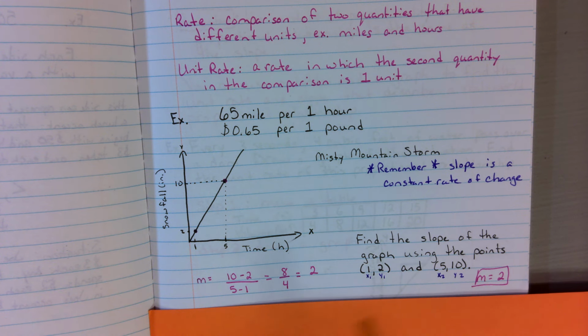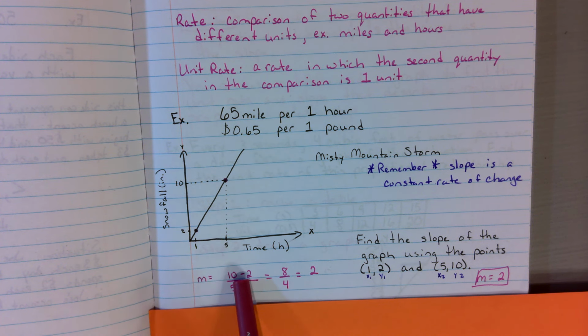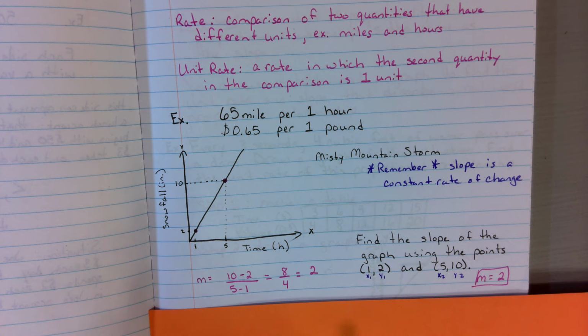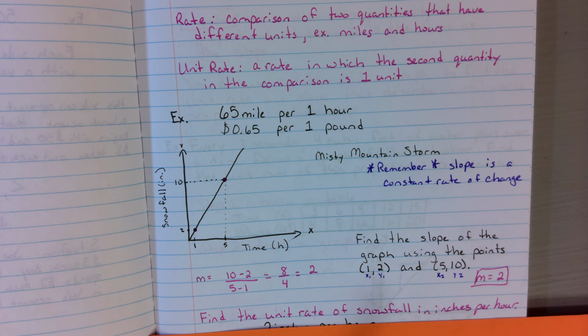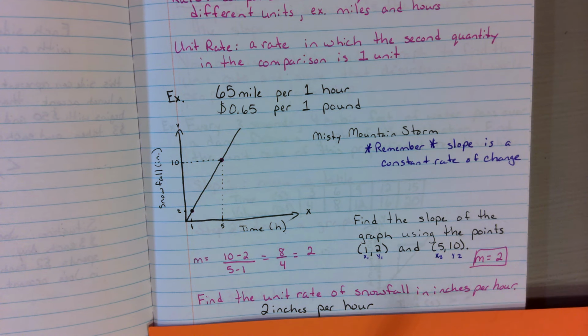And then I have substituted those values into my slope formula. Y sub 2 minus y sub 1 divided by x sub 2 minus x sub 1. 10 minus 2 is 8. 5 minus 1 is 4. We need to simplify that and we divide. 8 divided by 4 is 2. So our slope of this line is 2. Then it says find the unit rate of snowfall in inches per hour. So my unit rate is 2 inches per hour.